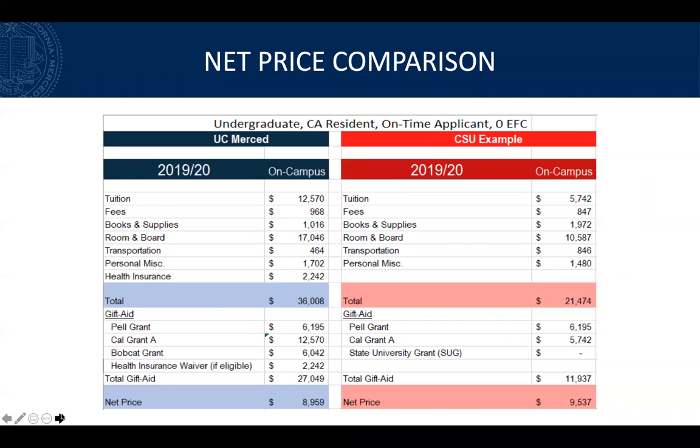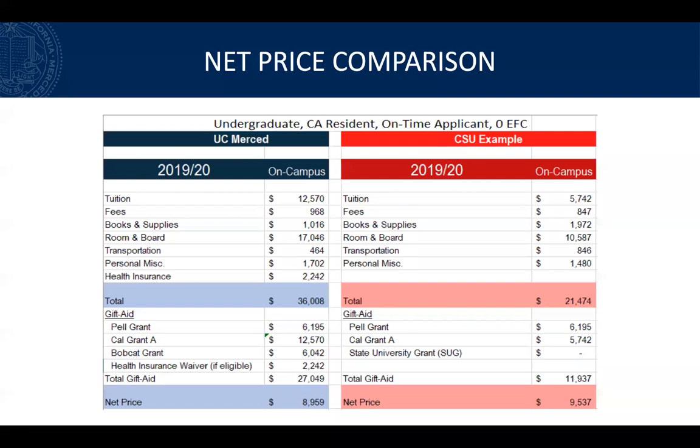One of the things we tell students they could save money on is health insurance. If your parents have health insurance and you're covered under it, you could actually save money, but you have to go to the health center to get that waived, and there are certain things you have to do in regards to that, okay? Now, as far as gift aid, think about this for a minute. You're looking at the Pell Grant, the Cal Grant, and the BOBCAT grant for those who receive it. And of course, if you get the health insurance waived, and you compare that, you still save a lot more money attending a UC campus.